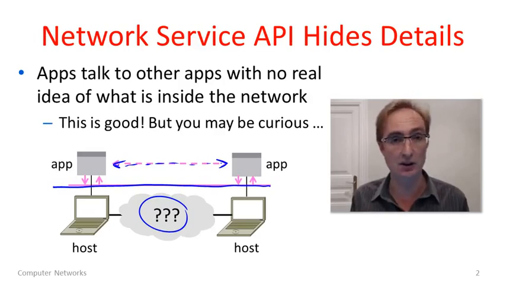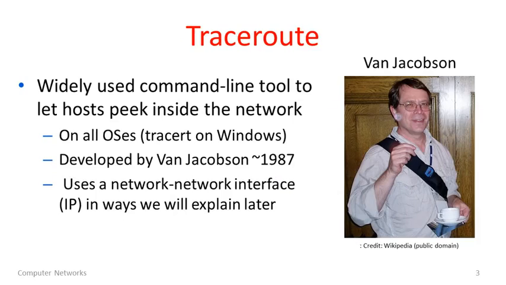Now this is actually good because we don't want you, when you're writing an application, to have to know all of those details or write programs that depend on any of those details. The higher level of abstraction is useful for us, but you might be curious to know what's actually going on inside the network. So in this segment, we're going to use a program called Traceroute, which will let us peek inside the network. Traceroute is a very widely used command tool.